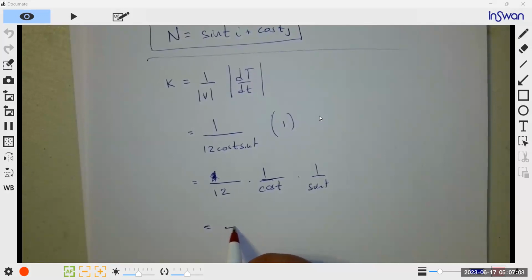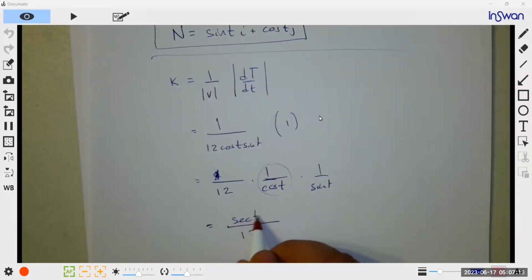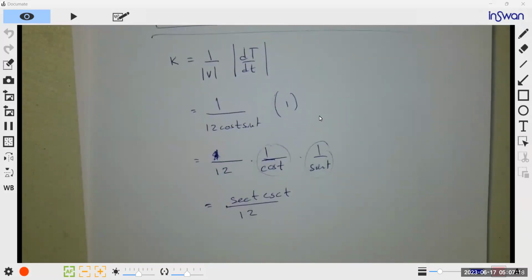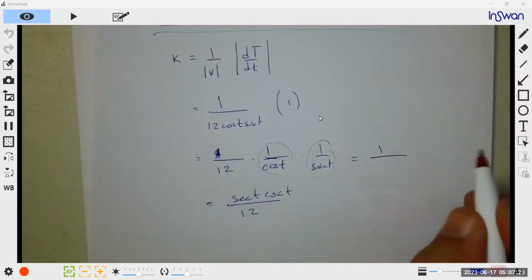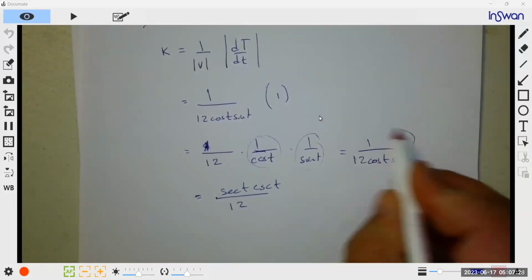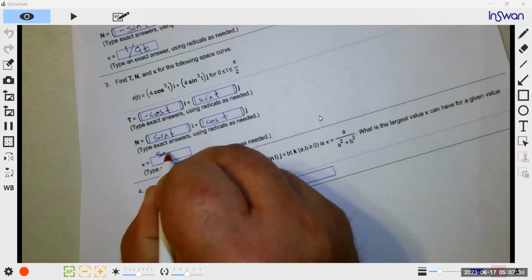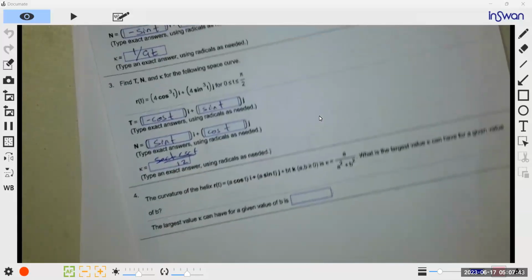1 over cosine is secant, 1 over sine is cosecant. So it's going to be either one of these, whatever the system will take. Either going to be that or that for k. I'm going to write that because I don't have much space. So it's secant t cosecant t over 12.